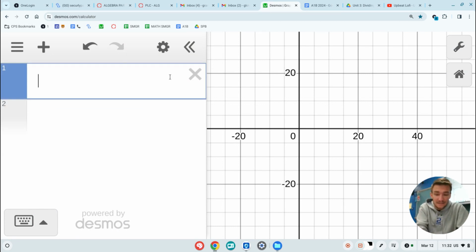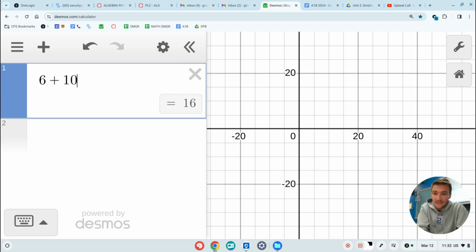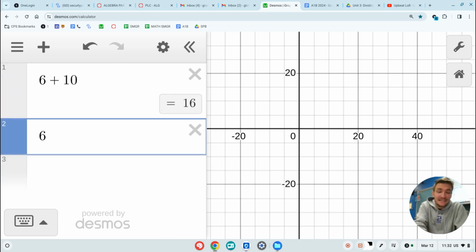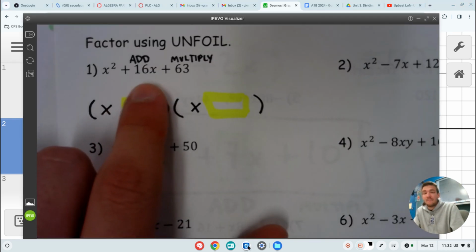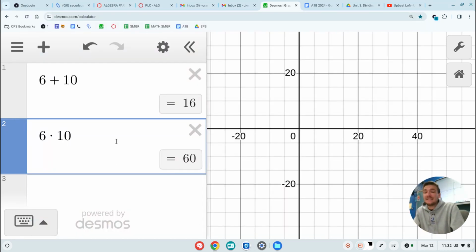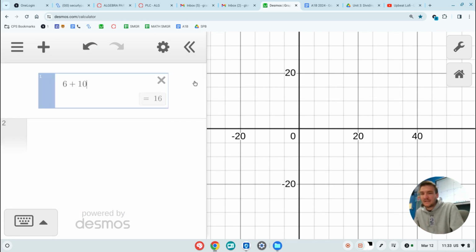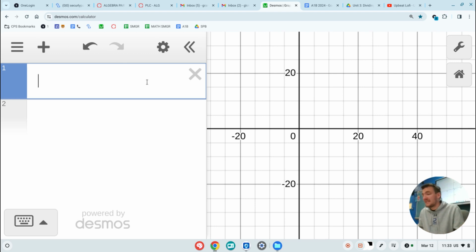6 plus 10 is 16. Is 6 times 10 equal to 63? No. So this is a wrong answer, because 6 plus 10 makes 16, which is good, but I need them to multiply to make 63. So 6 and 10 is not right. Are there any other numbers that add to make 16? What do you got?